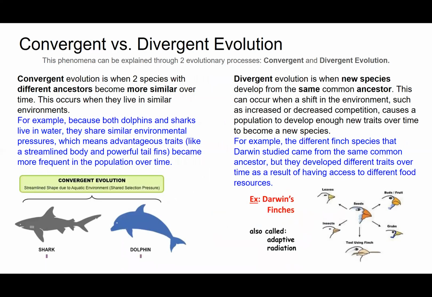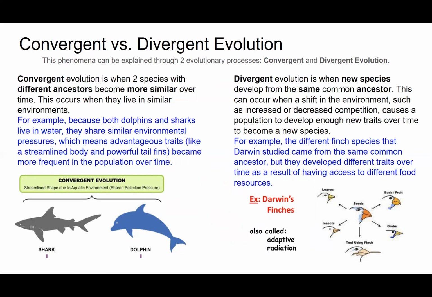So let's make sure we understand what convergent and divergent are, mainly because this phenomenon can be explained through two evolutionary processes that you're going to be using to answer the questions in this module. Okay, so convergent evolution, what is that? Well, that's when you have two species with different ancestors that become more similar over time. Now we're talking a huge amount of time, you guys. This doesn't happen overnight. This happens over millions, and in some cases billions of years, okay?